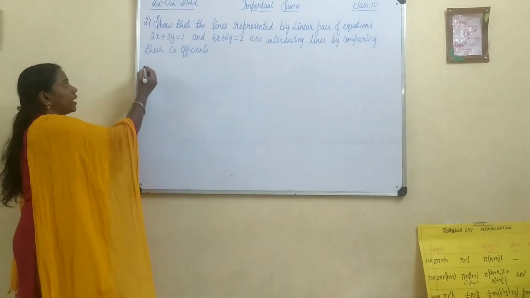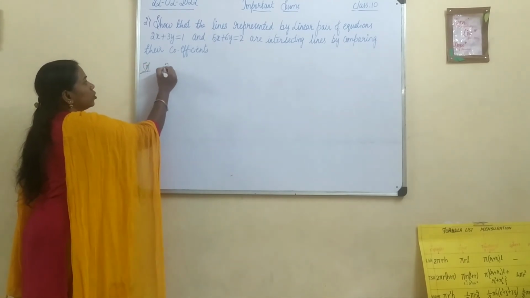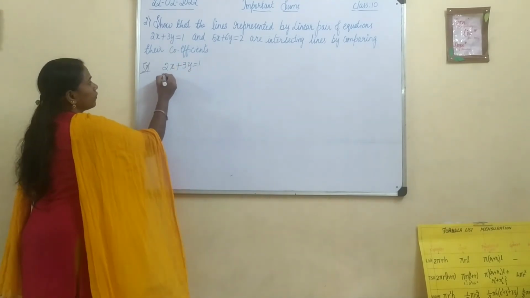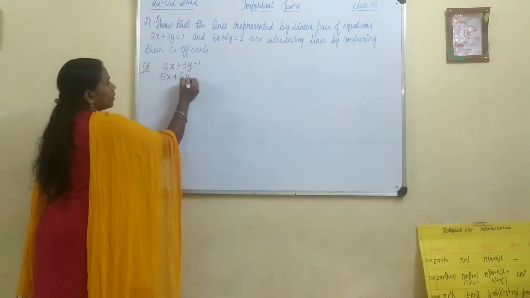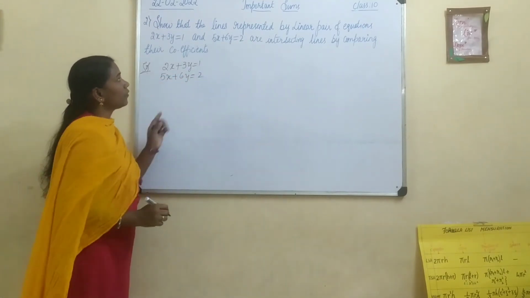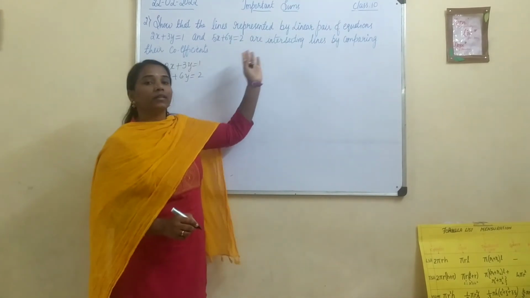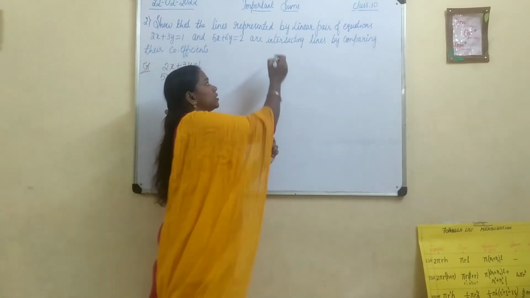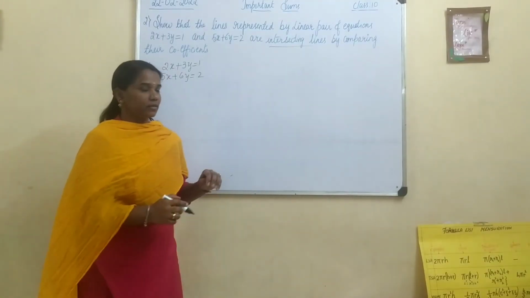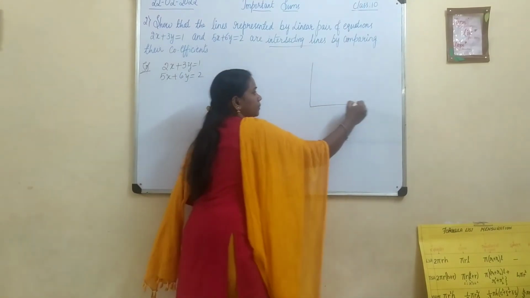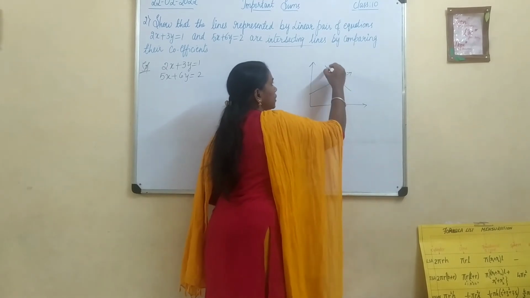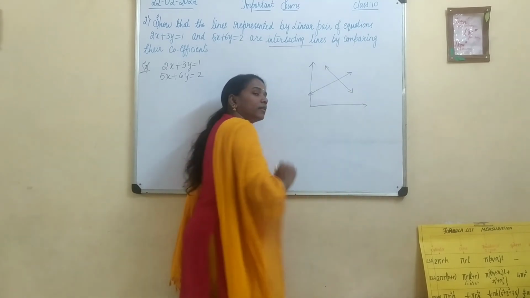Let us try to write them. It is 2x plus 3y equals 1. The second equation is 5x plus 6y equals 2. Now here we have to show that this pair of linear equations represents intersecting lines. Now here we have to recall the conditions for intersecting lines. So intersecting lines will be like this. A very rough figure I am just drawing here. So these two lines will meet each other, intersecting lines.